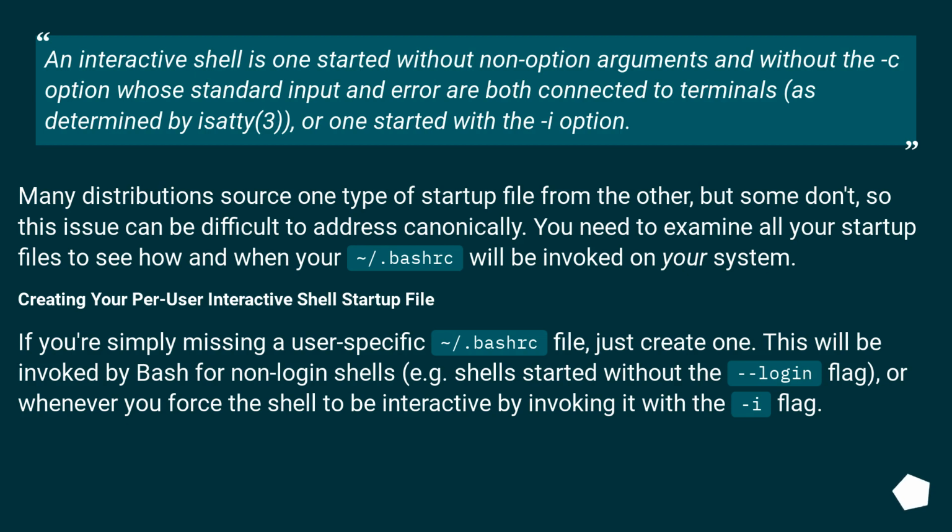Creating your per-user interactive shell startup file: if you're simply missing a user-specific ~/.bashrc file, just create one. This will be invoked by bash for non-login shells, for example shells started without the login flag, or whenever you force the shell to be interactive by invoking it with the -i flag.